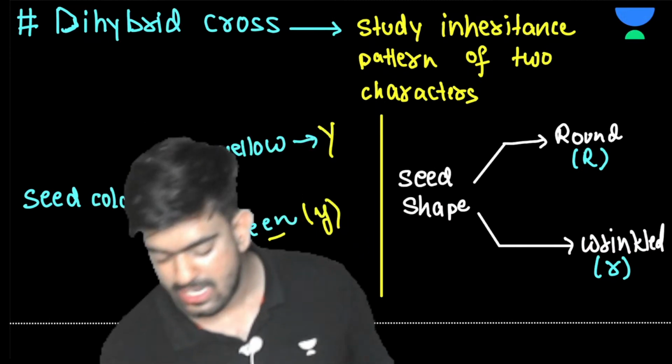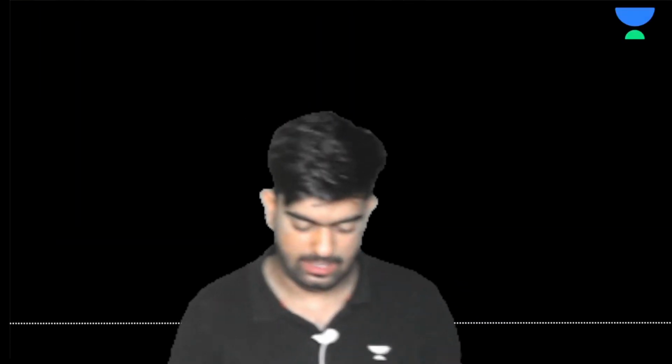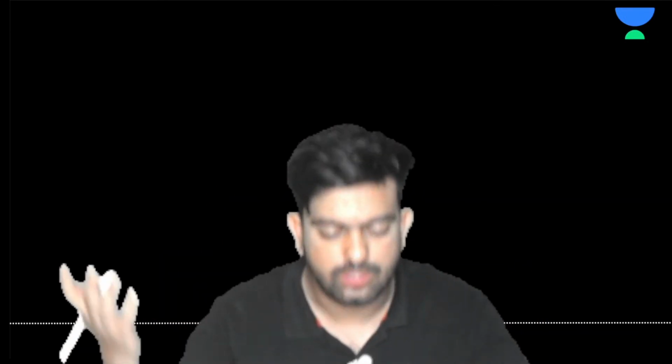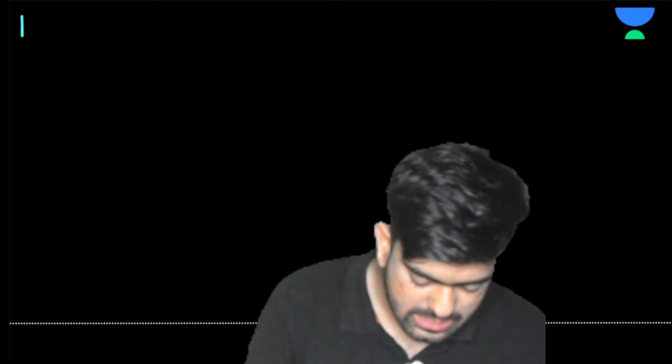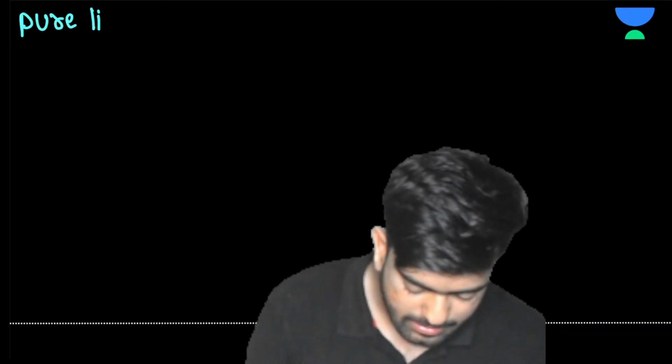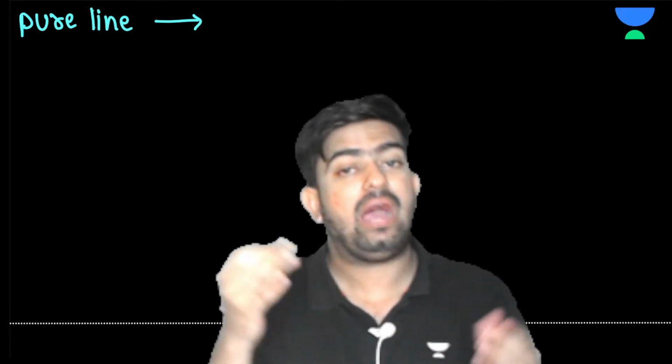Now, let us move on and understand this in a bit more detail. To do a cross, what do we need? We need parents. Obviously, without parents there will be no cross. First of all, take out the male and female parents. Now, Mendel wanted to have the pure line. We discussed the pure line, but I am making you revise it once again. He wanted homozygous parents.